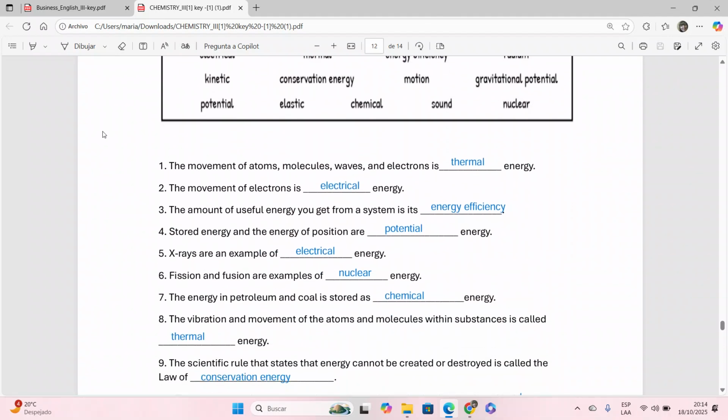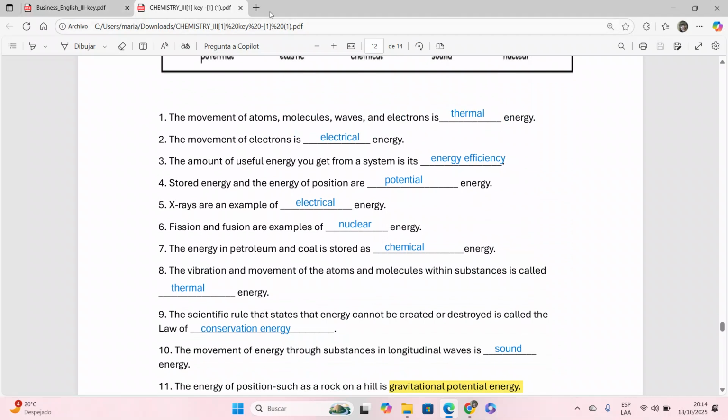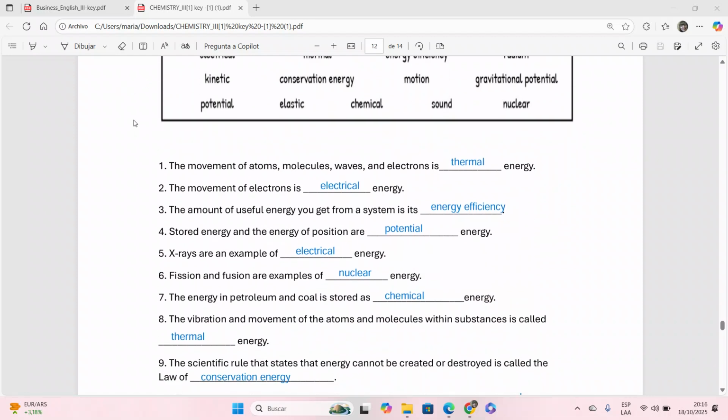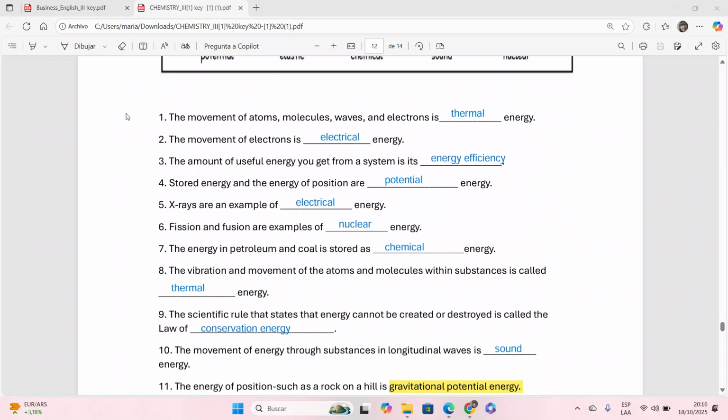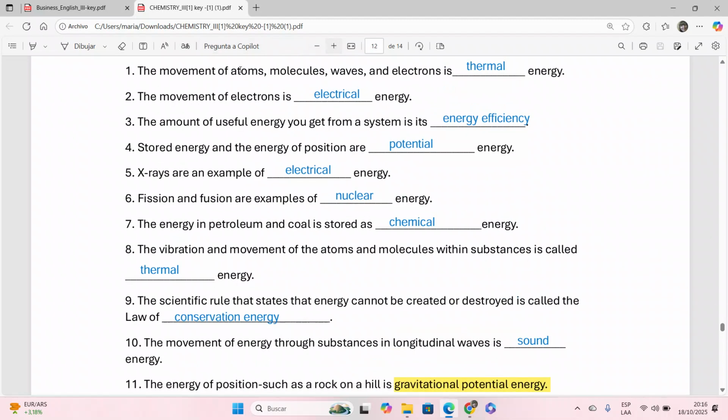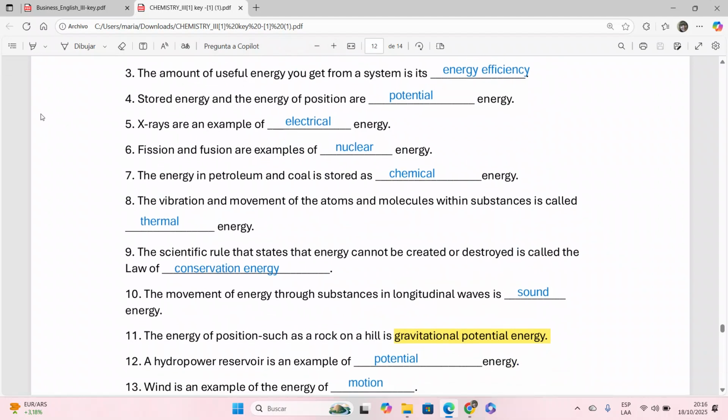Forms of energy. Fill in the blanks with the words in the word bank. Some words will be used more than once. 1. The movement of atoms, molecules, waves, and electrons is thermal energy. 2. The movement of electrons is electrical energy. 3. The amount of useful energy you get from a system is its energy efficiency.